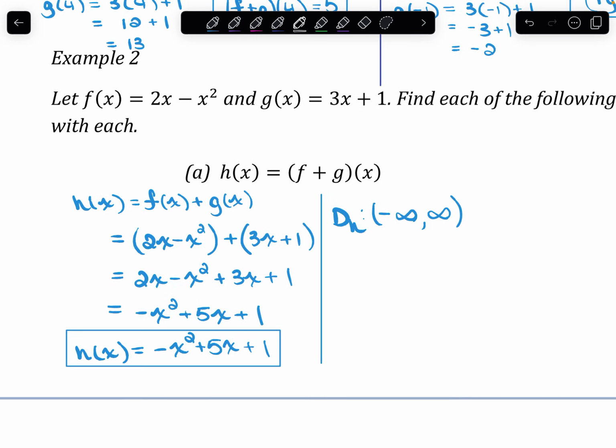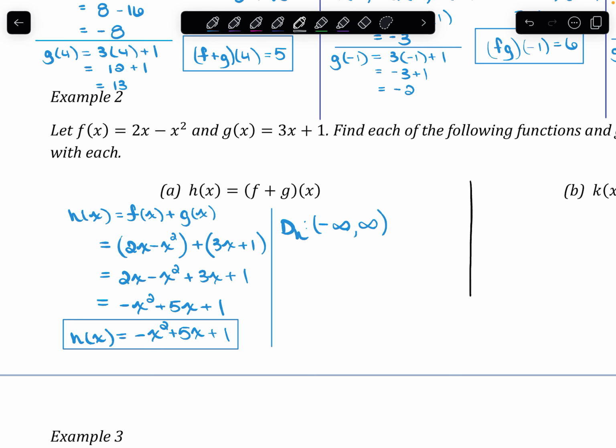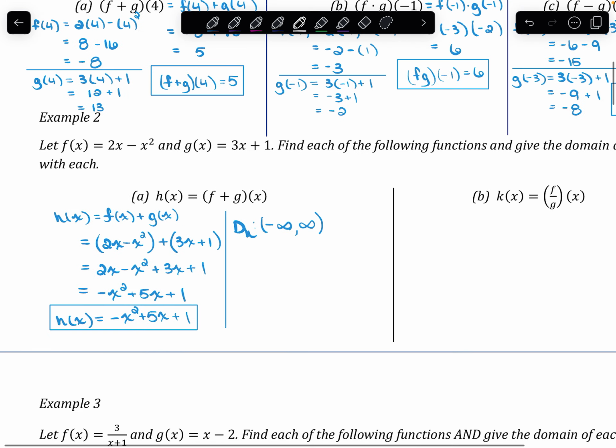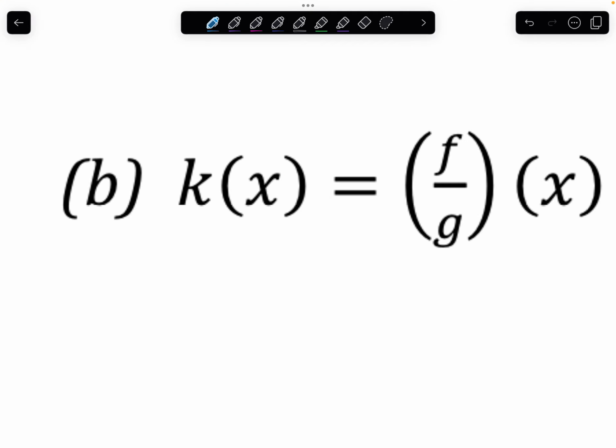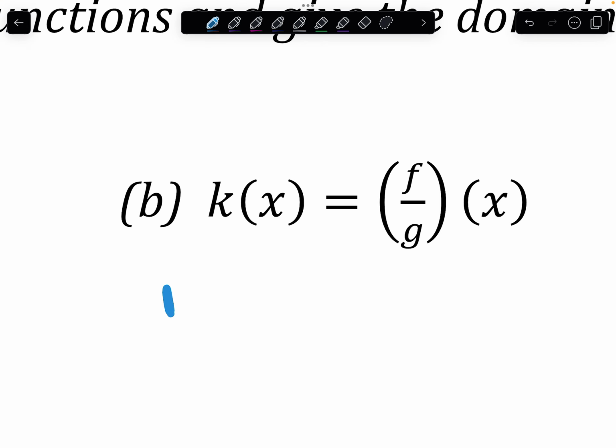All right, part b. We are asked to compute the function k of x, which is f over g of x. So k of x is going to be f of x, using our rules at the beginning, over g of x.